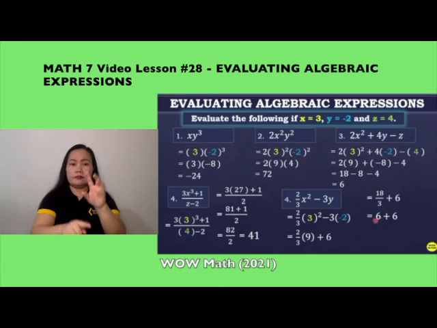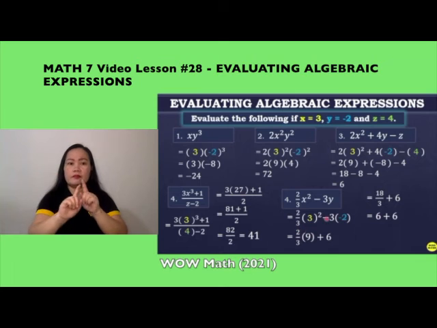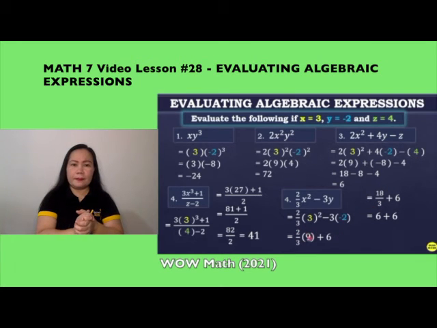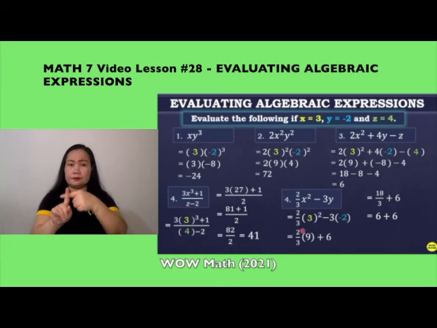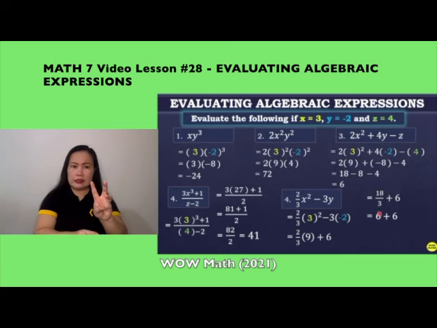Okay, maraming paraan. Pwedeng i-times mo muna to, 2 times 9, 18, and then copy the denominator. Pwede naman diretso na. 9 divide 3, 3, so 3 times 2, 6. Ganun rin po. Okay, so we have here 18 divide 3, 6, plus 6, so that is 12. Okay.